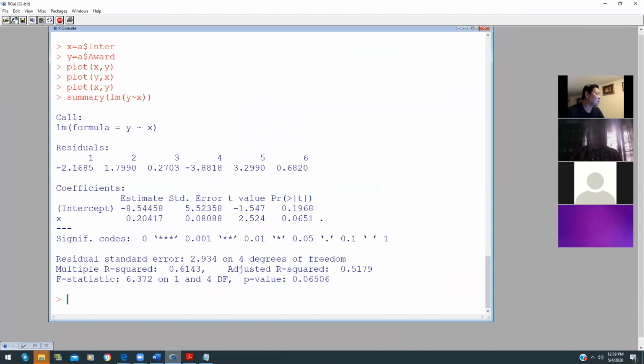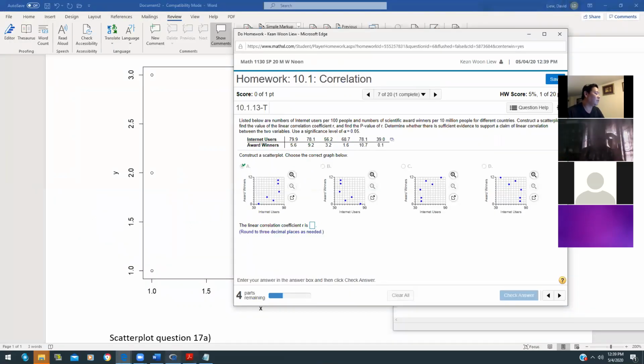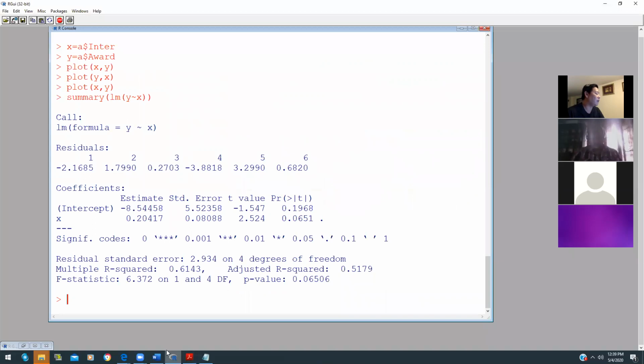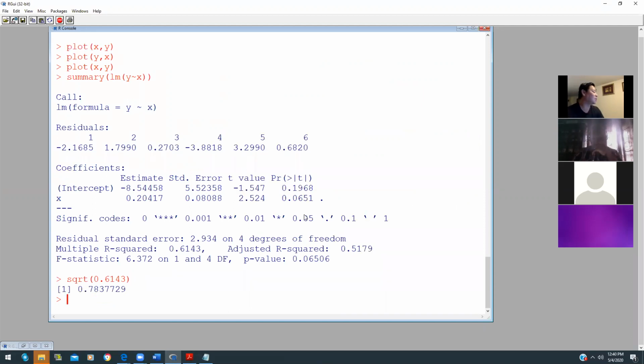Okay, so what you do with this, when you find the summary LM for this, you take the R-squared here, you take the square root of it. If you have a calculator, you can use your calculator. Make sure you know where your square root button is. Square root of 0.6413. So you get this one. So that will be your R in this case.